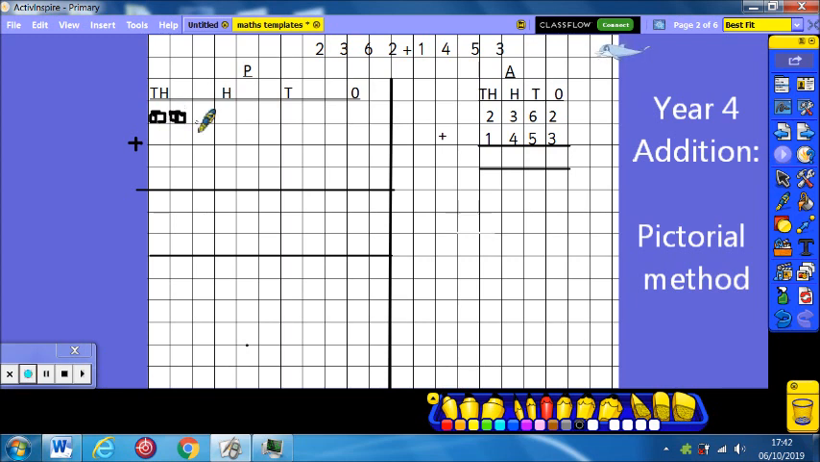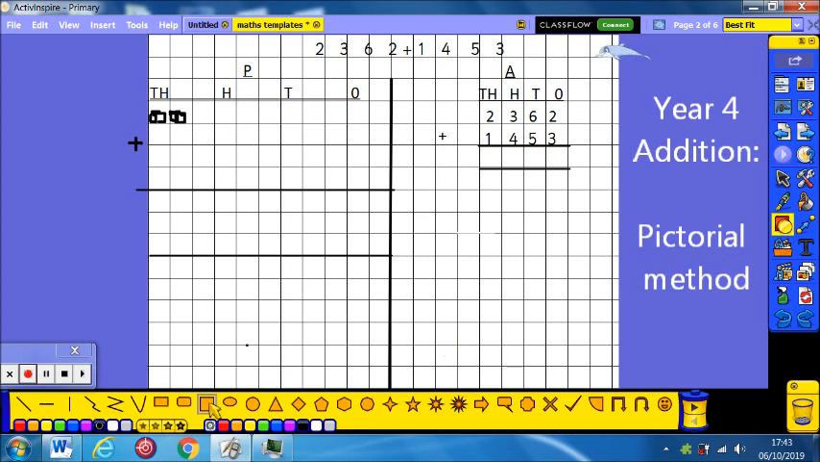So I've got 1000, 2000, I've got 300s, and with the hundreds we draw them simply as squares. So I've got 300, so I need to draw 3 squares. So making sure they're still aligned in the same column: 100, 200, 300, matches the 300 in the abstract.